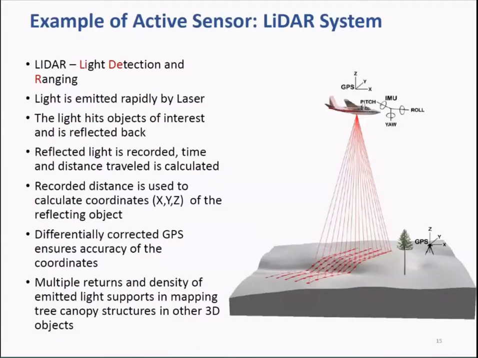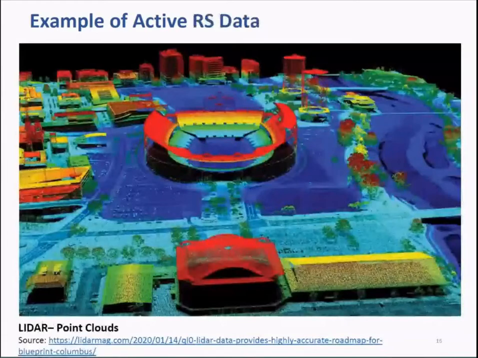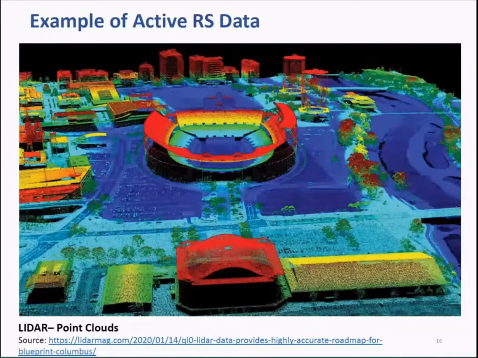As an example, this is an image that has been captured from LiDAR. So we can see different heights. So for example, we can see a 3D image of a stadium, of a building. And what I need to highlight is for each distance that LiDAR measures, it's called a point. So when you have many points, then they are called point clouds.